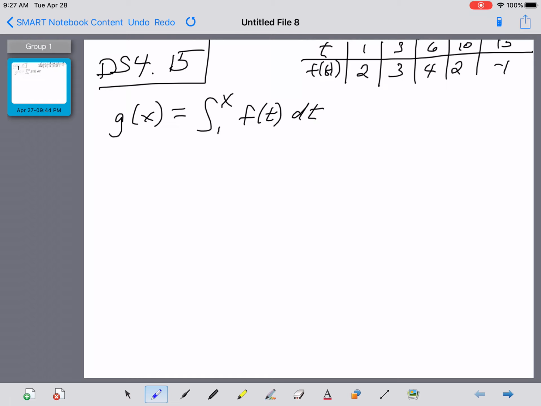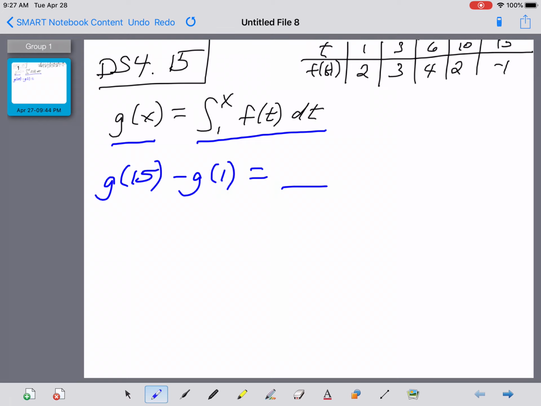I felt like they made this problem maybe a little bit more complicated than they needed to. It seemed like there was a way to ask what they were getting at here without being as convoluted. But we've got a table right here, 5 values of t and corresponding values of f of t, and they're telling us that the definition of g of x is a definite integral from 1 to x of f of t dt. And the question they were actually asking us is, what is the value of g of 15 minus the value of g of 1? All right, so that's what we're looking for.